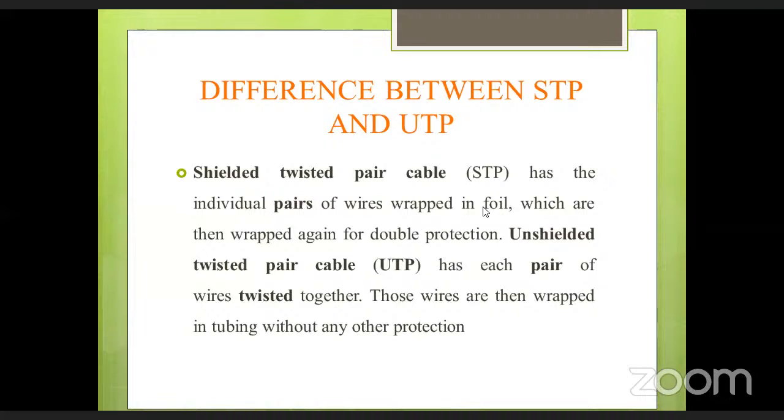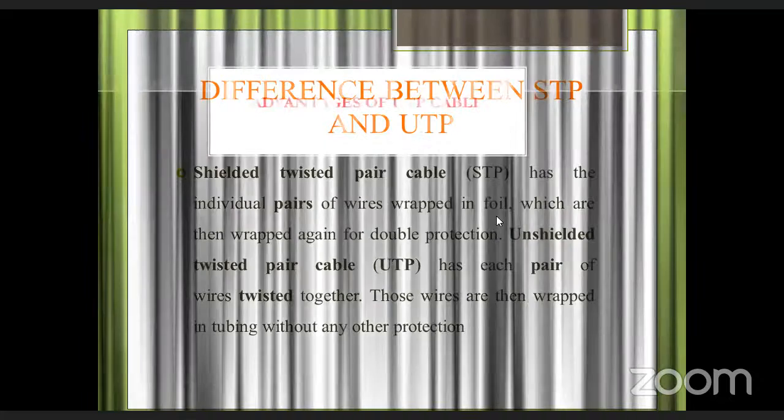You start off with shielded, twisted, and go ahead. Shielded twisted pair cable has the individual pairs of wires wrapped in foil, which are then wrapped again for double protection. Unshielded twisted pair cable has each pair of wires twisted together. Those wires are then wrapped in tubing without any other protection.